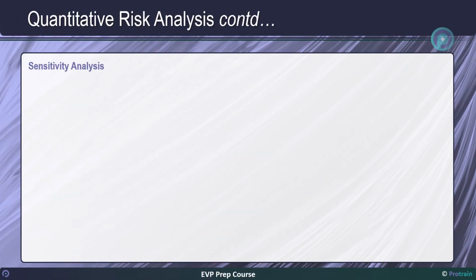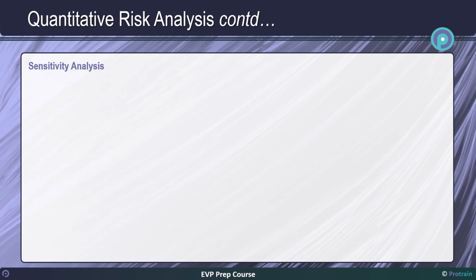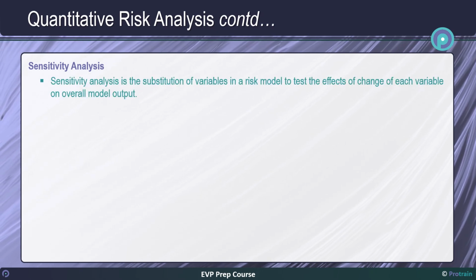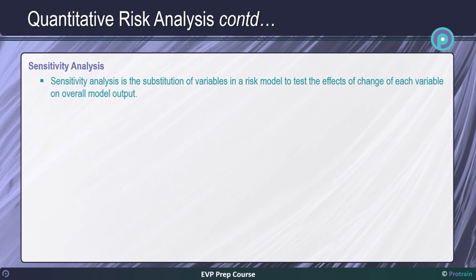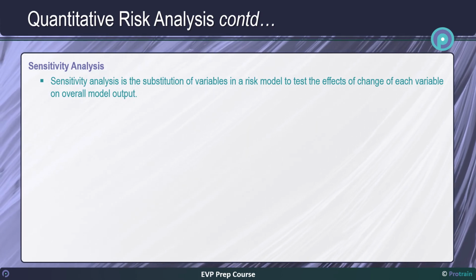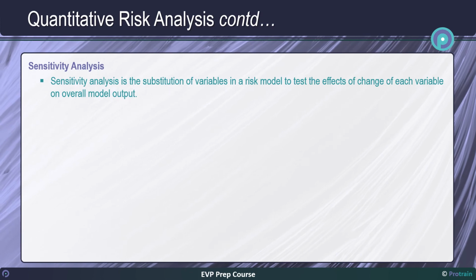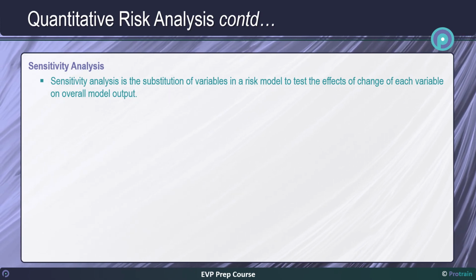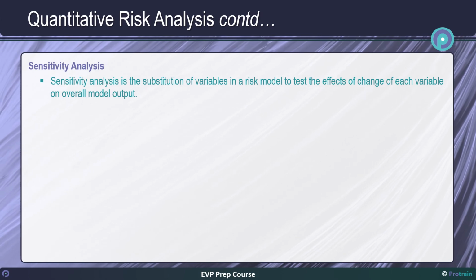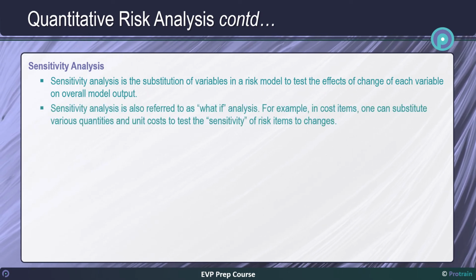Sensitivity analysis. Sensitivity analysis is the substitution of variables in a risk model, to test the effects of change of the variable on overall model output. This is easily accomplished with the wide availability of software, such as Microsoft Excel. Sensitivity analysis is also referred to as what-if analysis.